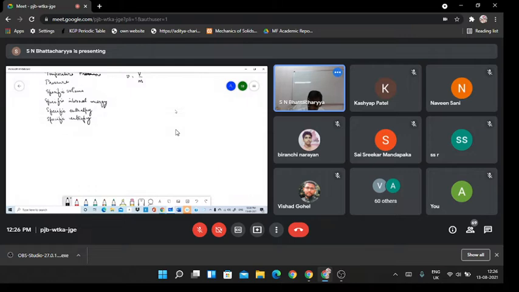Then the syllabus specifically mentions thermodynamic equilibrium. So a system is said to be in thermodynamic equilibrium if it is in mechanical equilibrium. By mechanical equilibrium, we mean there are no unbalanced forces either between system and surroundings or between parts of a system.